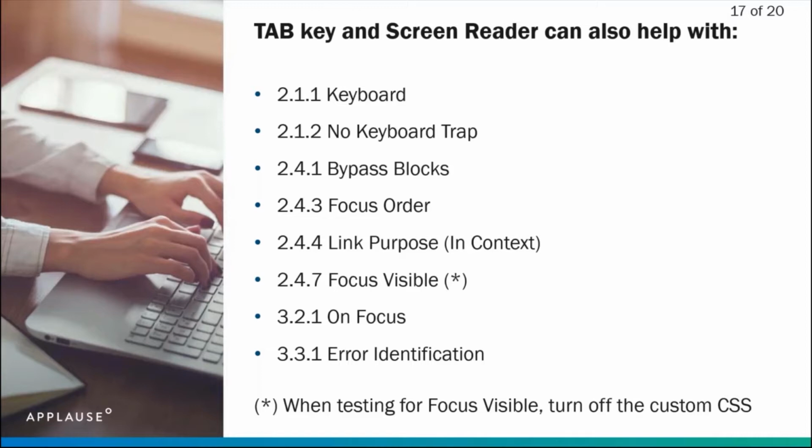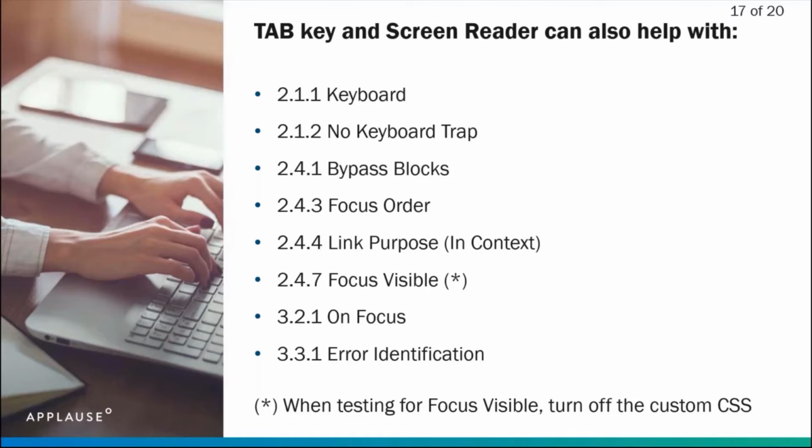You can also check for link purpose, probably not just with the tab key by itself. If you're running with a screen reader and you're tabbing, then you can listen to how that link sounds and see if it has enough context by itself, or there are some conditions with 2.4.4, for example, if the link is contained in the same paragraph as its context, or if the context is in the same table cell as the link, or if there's a table column header, and some other cases like that.